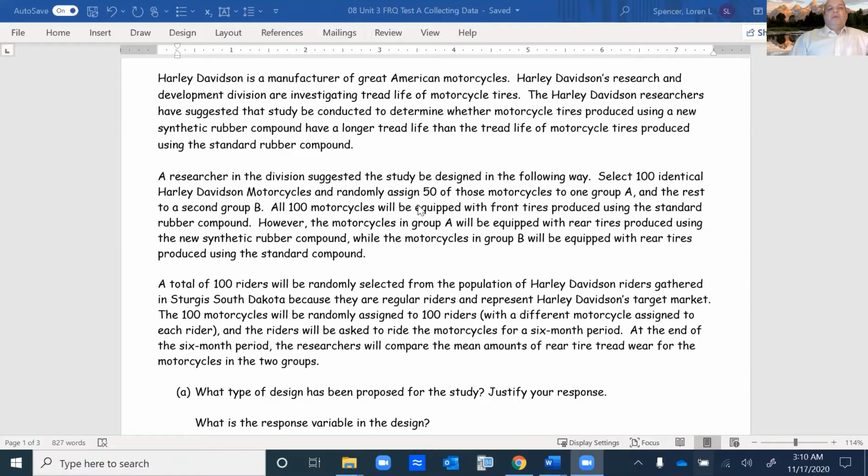All 100 motorcycles will be equipped with front tires produced using the standard rubber compound. So all the motorcycles on the front tire will have the same compound, while the motorcycles in group A will be equipped with rear tires using the synthetic compound, and those in group B will be equipped with rear tires using the standard compound. So basically the front tires for all the motorcycles are the same, but the back tires in group A will have the new synthetic, and the back tires in group B will have the rubber compound.